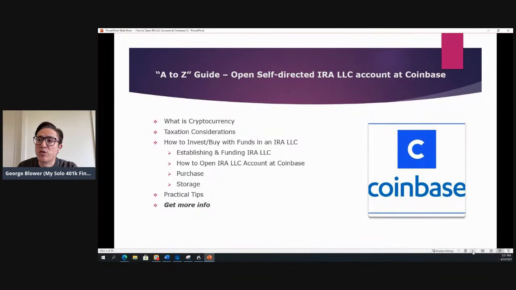So this page here gives us a summary of what we're going to discuss. We're going to go over some basics in terms of what is cryptocurrency, taxation considerations for those that might be just being introduced to this concept. And then we're going to talk about the specifics of how to invest or buy cryptocurrency using funds in an IRA LLC, including setting up and funding an IRA LLC, filling out the paperwork at Coinbase to open up an account for your IRA LLC, purchase, storage, practical tips, etc.